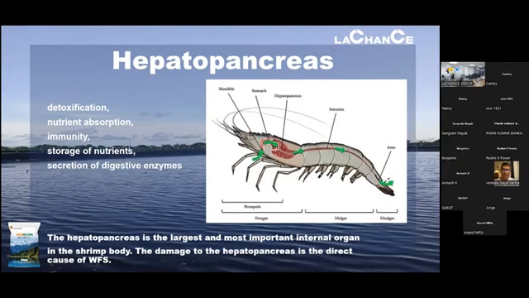The hepatopancreas is the largest and most important internal organ in the shrimp body. And damage to the hepatopancreas is a direct cause of fat feces.